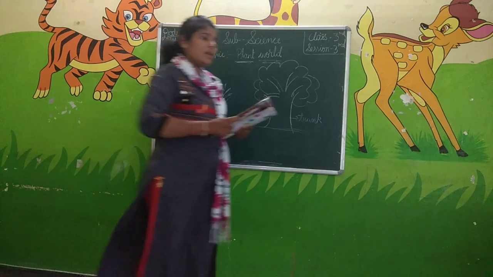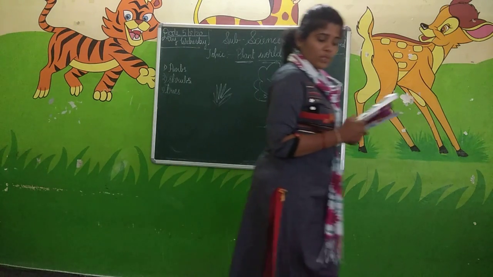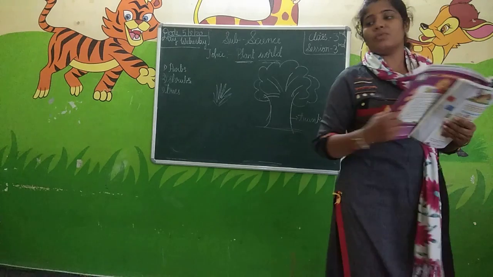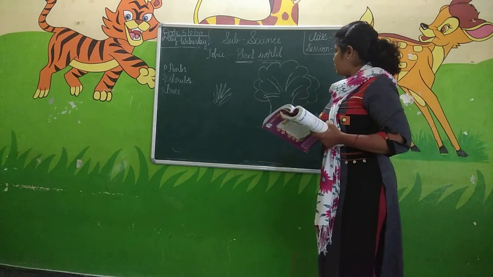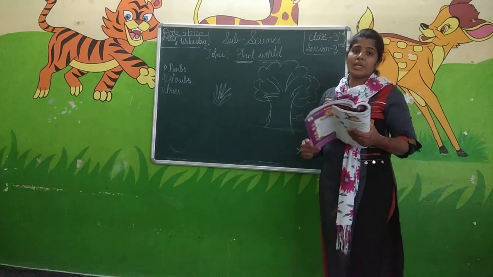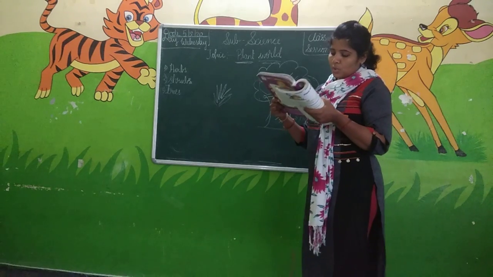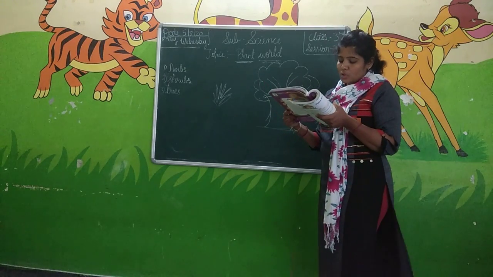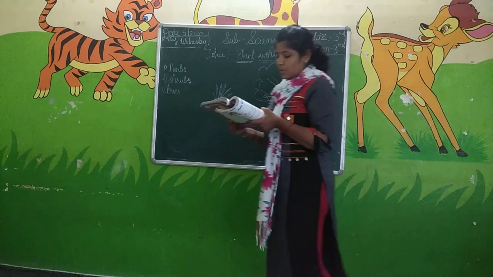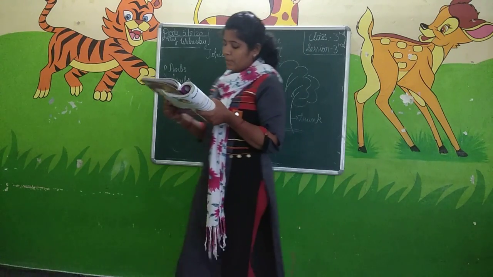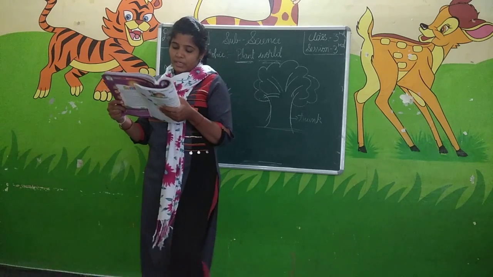In trees, we can see so many branches. Like stems in plants, in trees we have the trunk below, which is very hard and very strong also. A tree has a broad and strong stem called a trunk. It has many branches with leaves. The tree has so many branches and also leaves.